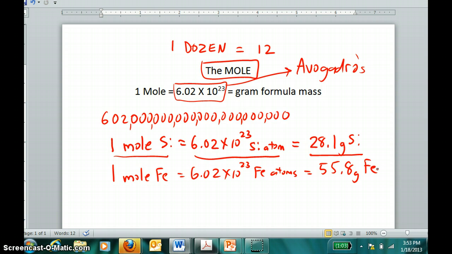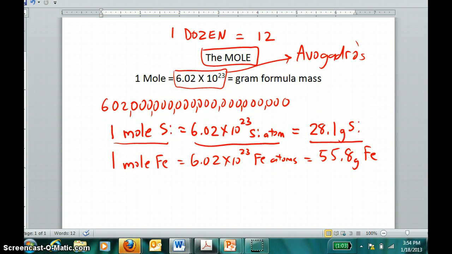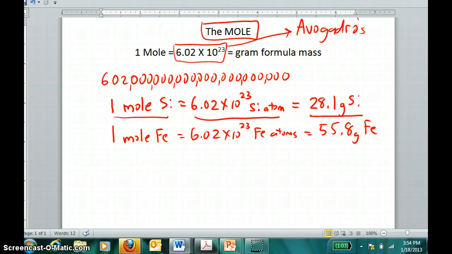grams of iron. And at this point, you may be saying, oh, isn't that nice that all these things are equal? So what? What does that do for me? How do I use it? Well, I like to refer to this as the Holy Trinity of chemistry, because these three things allow you to do a large number of calculations involving matter.